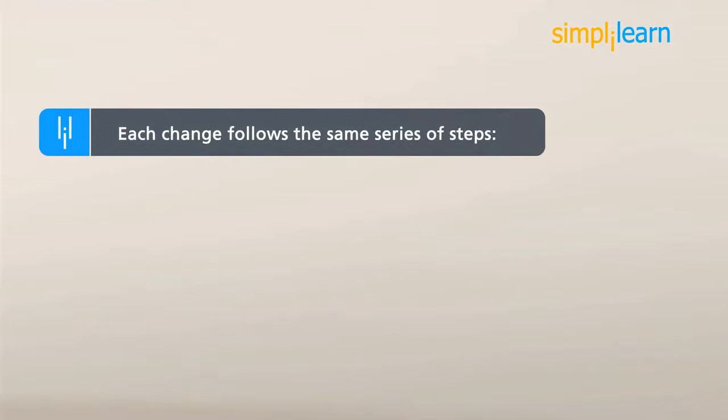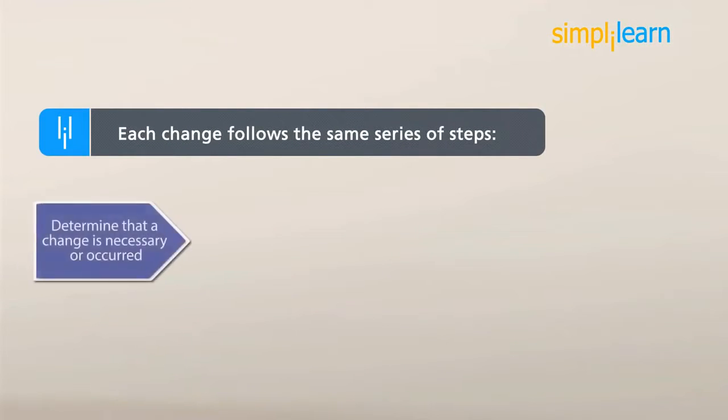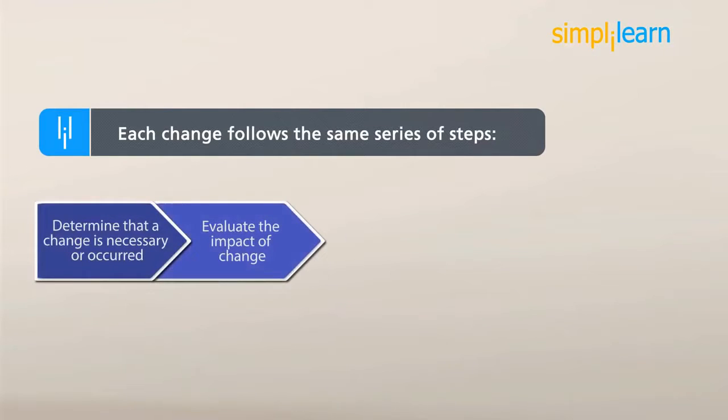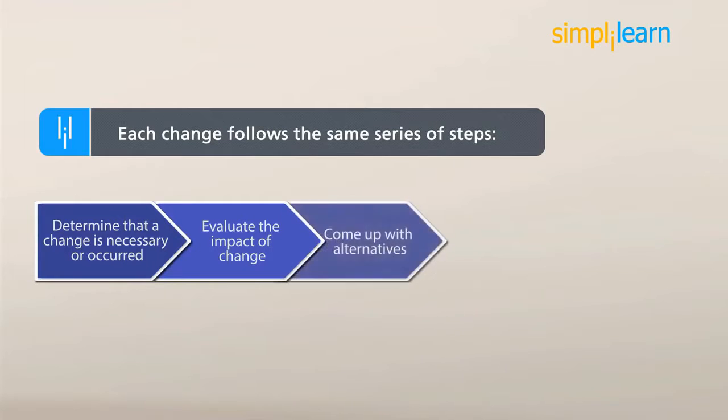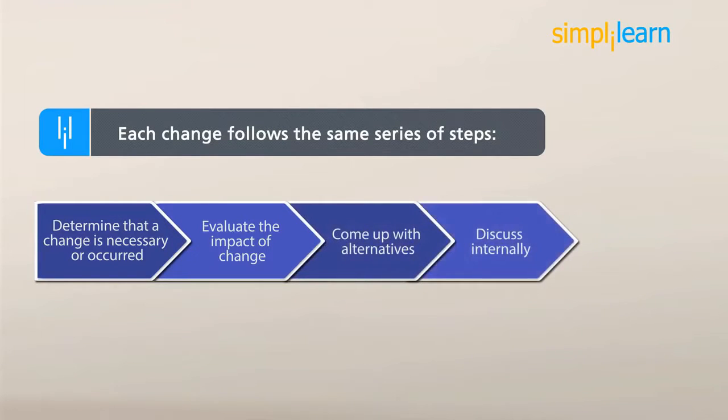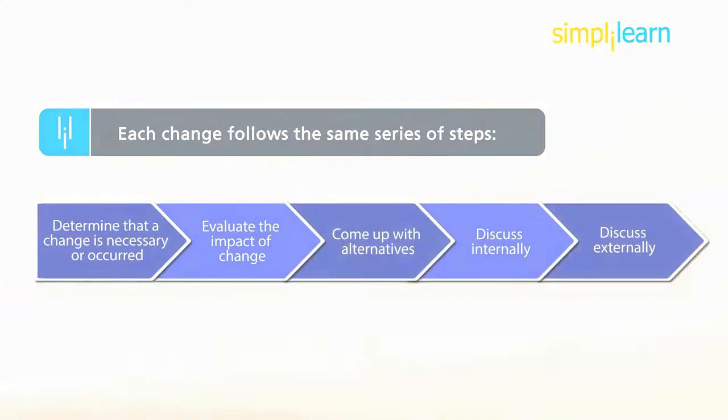Any corrective actions or changes required by the project are reviewed and approved as part of the Perform Integrated Change Control process we discussed previously. Each change follows the same series of steps. Determine that a change is necessary or occurred, evaluate the impact of the change, come up with alternatives, discuss internally, discuss externally. Changes are reviewed by a change advisory board, and once approved, they are applied during the execution process group activities.